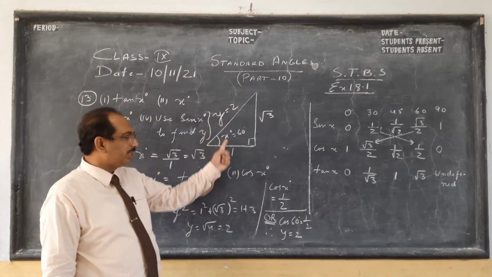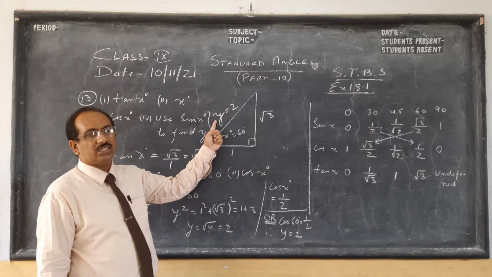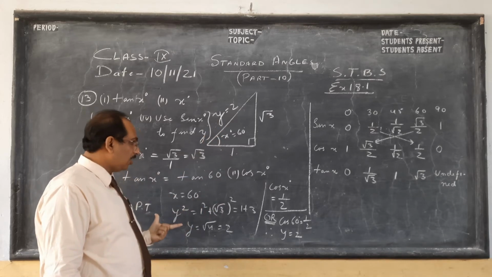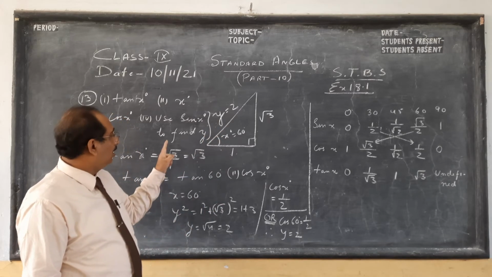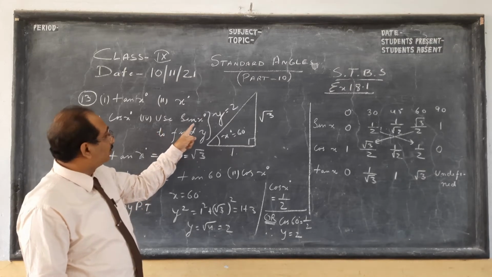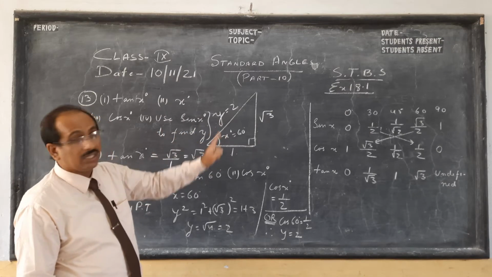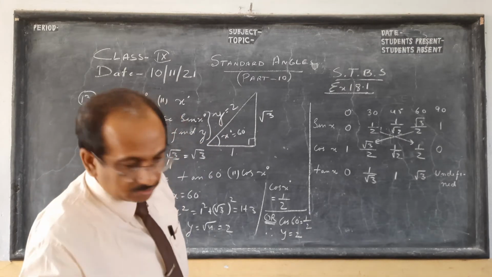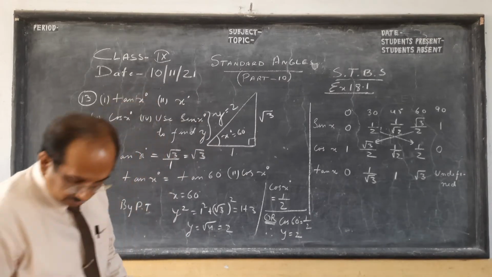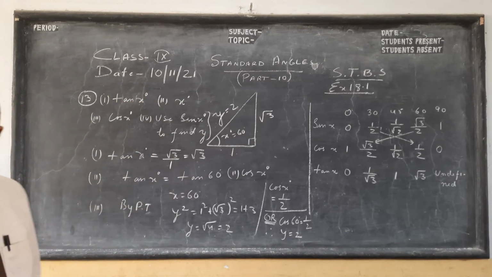They are actually in simplest ratio, children. So this is 1, you can say it is 2. Okay, and this is how we find it by Pythagoras theorem. But the last part is very interesting. It says use sin x degree to find y, not Pythagoras theorem. So let us see that. Kindly pause the video and copy the down part. Then I'll show you how we will get y without using Pythagoras theorem.